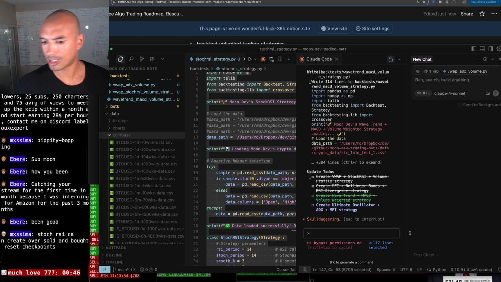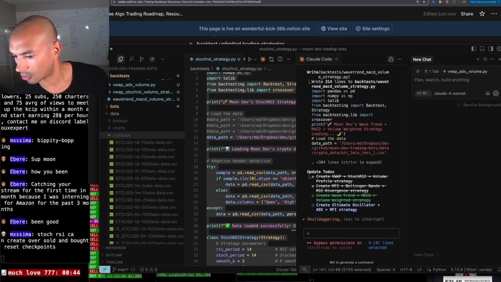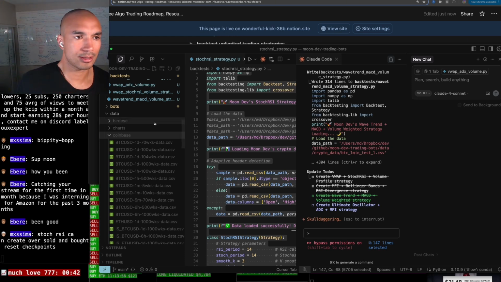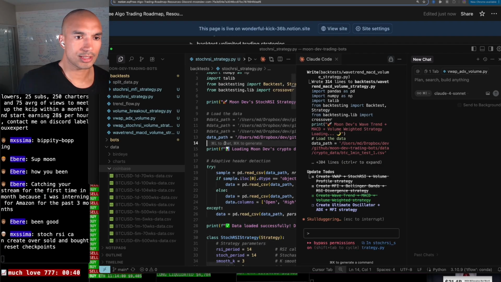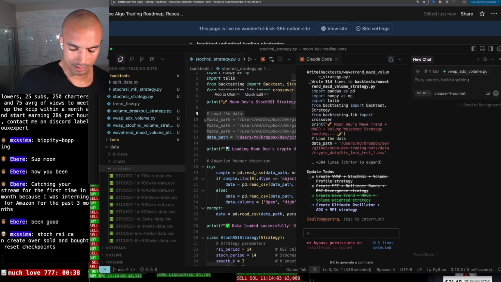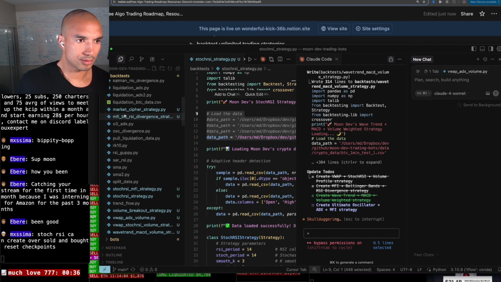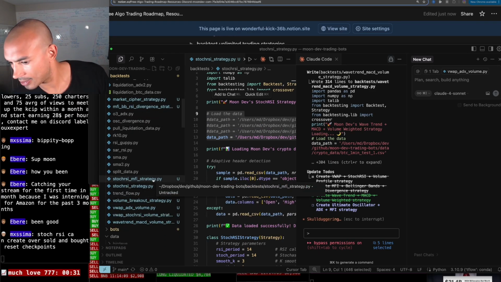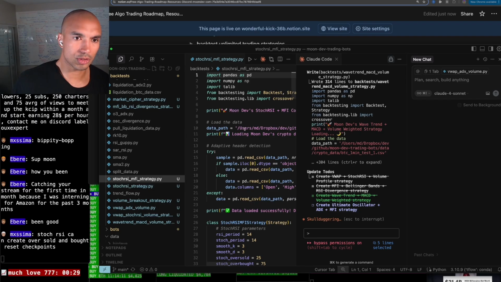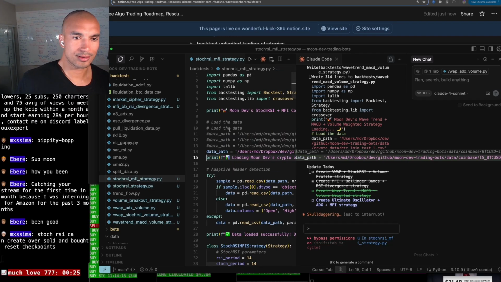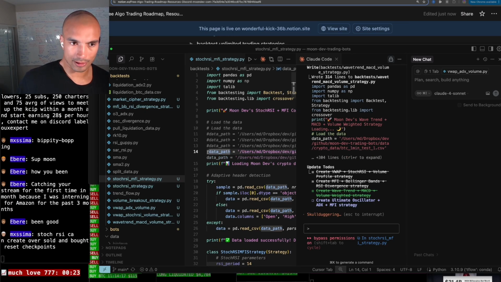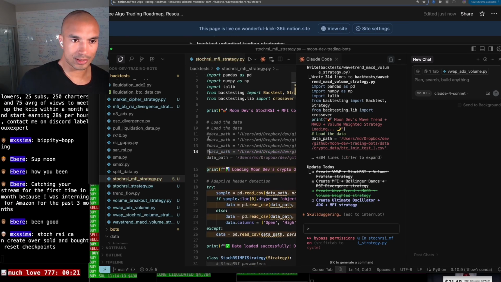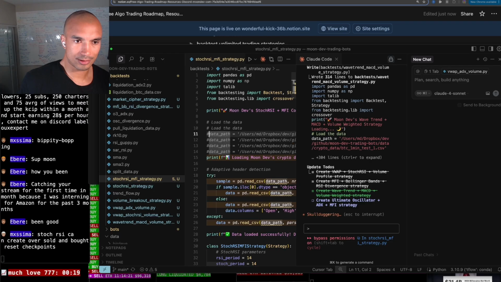Okay, let's see what the next one is. Stoke RSI MFI strat. I'm going to take this data pair. Stoke RSI MFI. Paste. Start with the first one, then move to the second one. All right, first one's first.